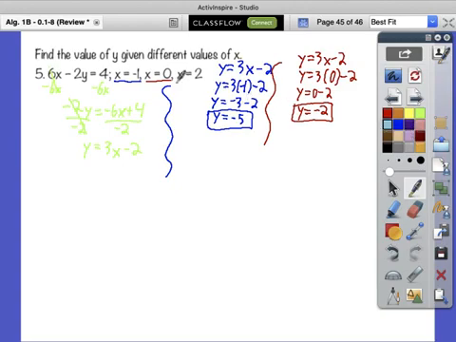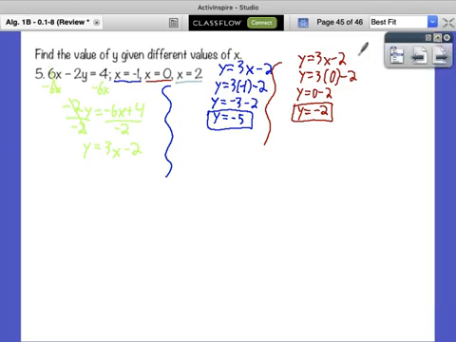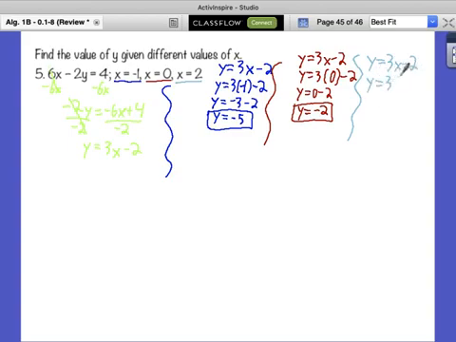Now we're going to try x equals 2. We're going to plug in our last one when x is 2, because we're asked to find y for each of these x values. So instead of y equals 3x minus 2, it's y equals 3 times 2 minus 2. We did x equals negative 1 in the dark blue, x equals 0 in the red, and now we're doing x equals 2 in the light blue.